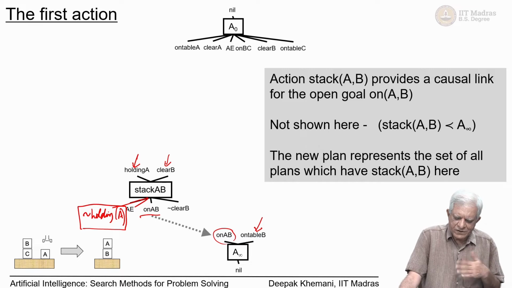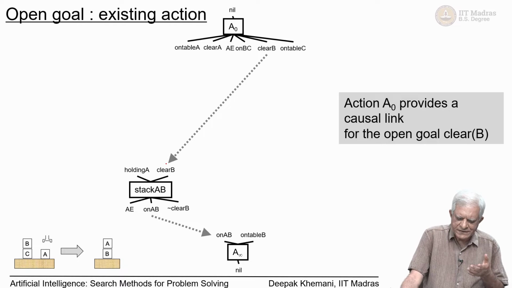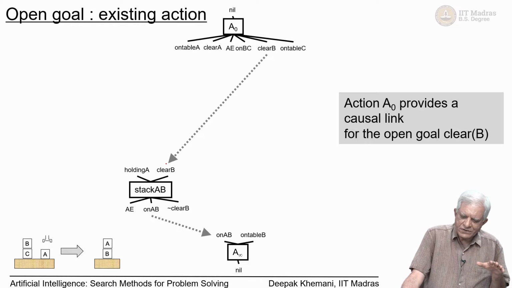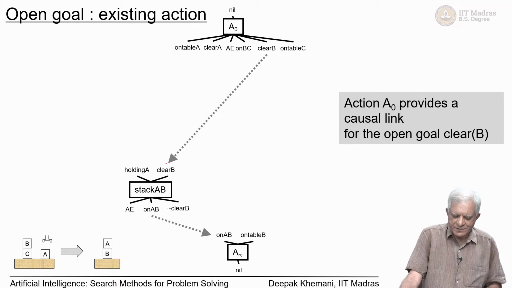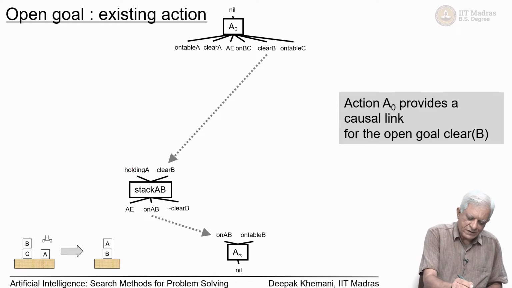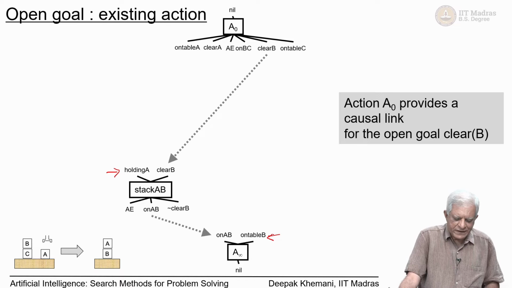It will take one of these open goals and try to resolve it, and it does that by simply observing that clear B is true in the start state, or it is an effect of the first action or A 0, and you can establish this causal link. So, this is a case where an existing action provides the causal link that you are looking for. So, we have taken care of clear B, and we are now left with two open goals. One is holding A on the left here, and the other is on table B on the right. So, let us address holding A next.